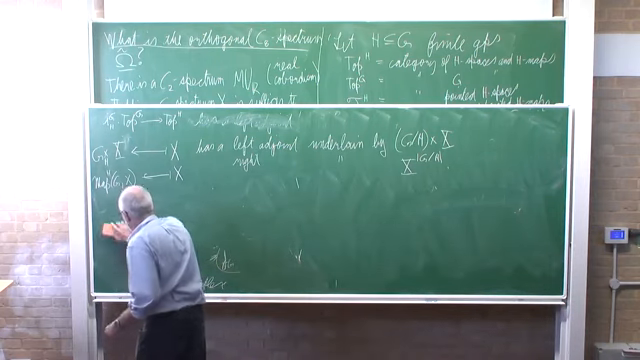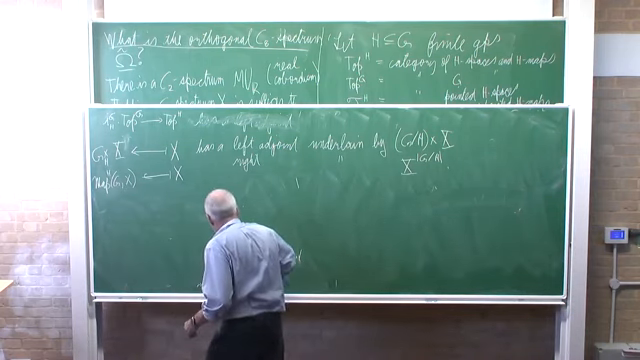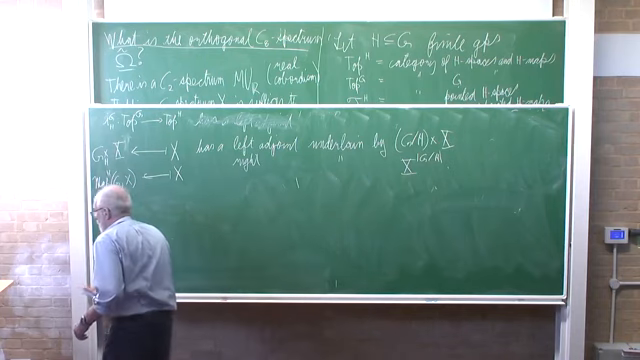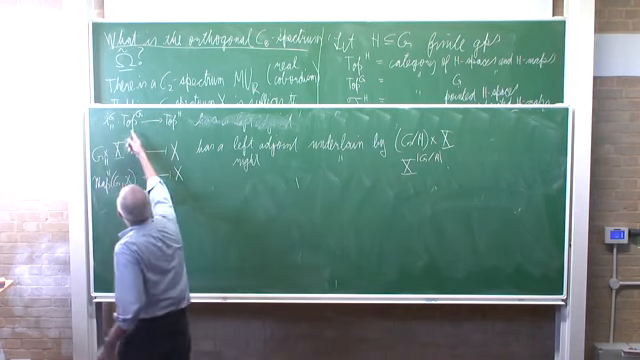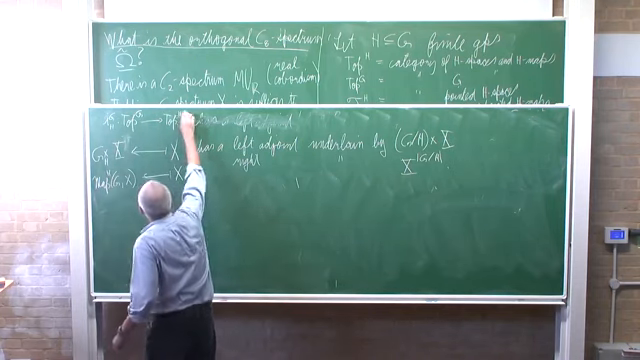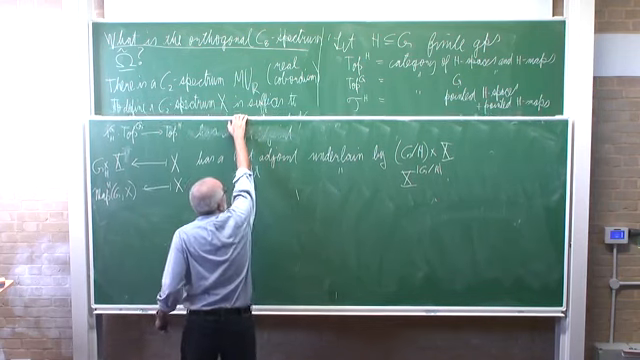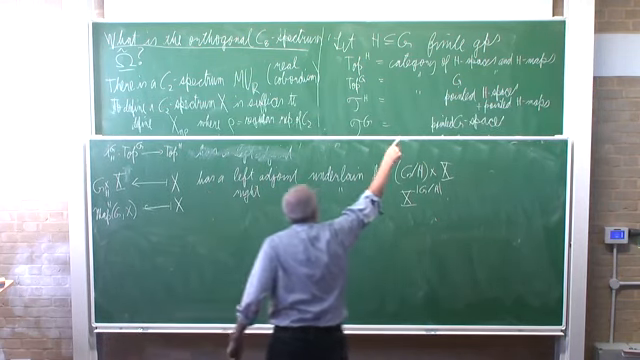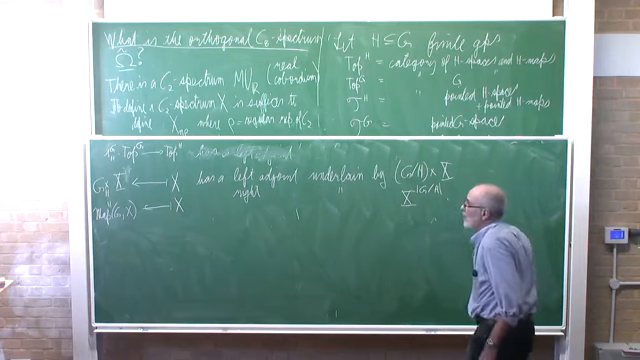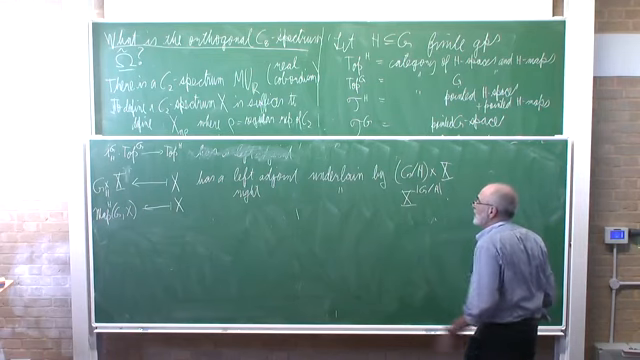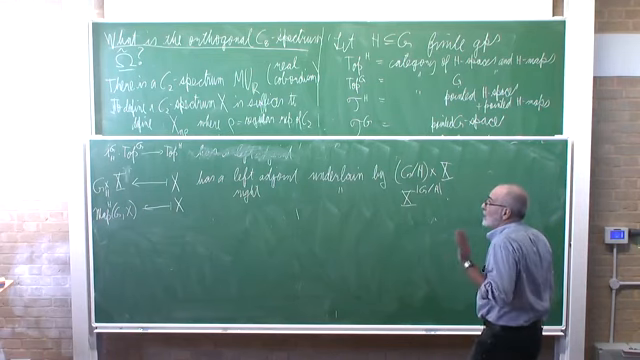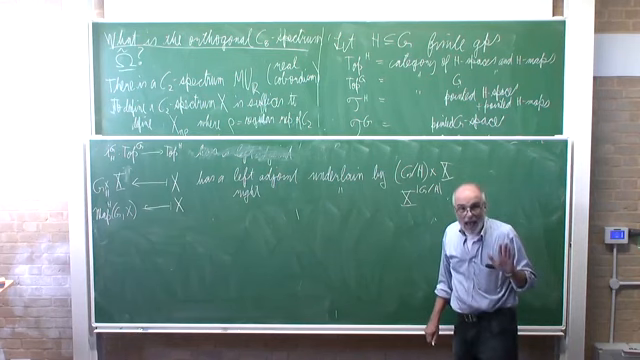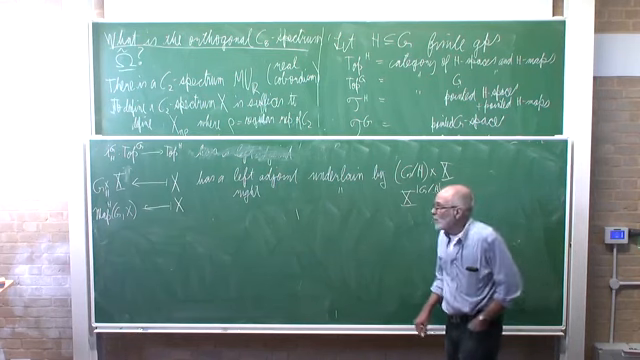So all of this is in the unpointed category. Remember, Top^G is the category of G spaces without base points. Top^H is the category of H spaces without base points. Now there are pointed analogs of these constructions.